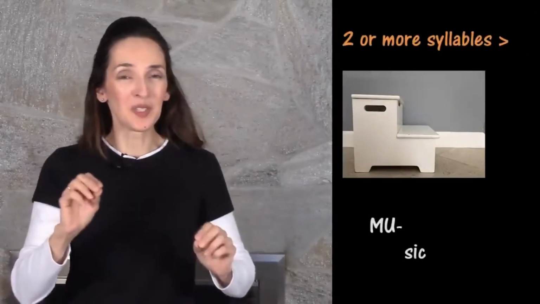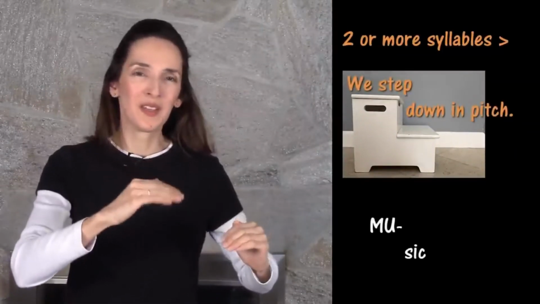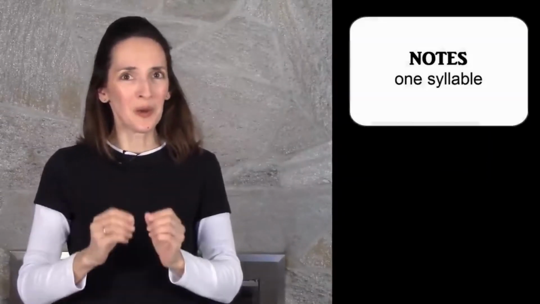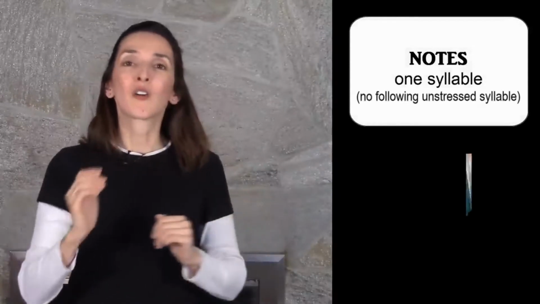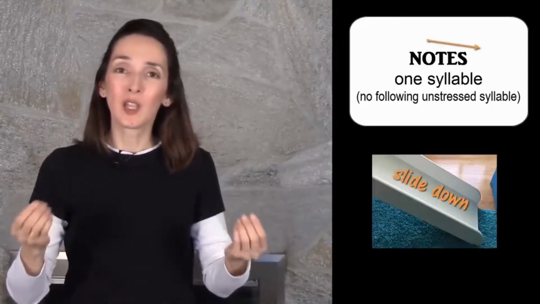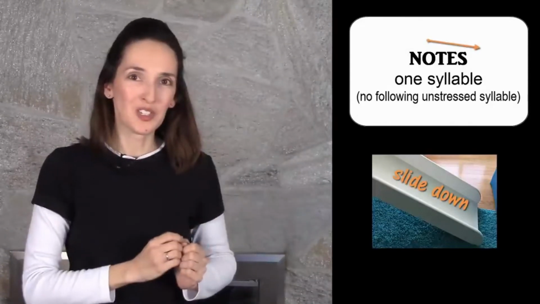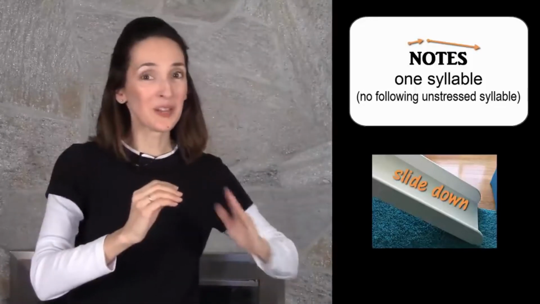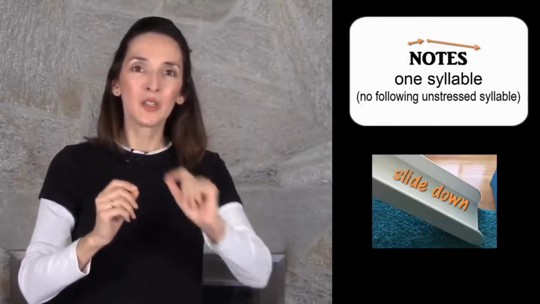When we have two or more syllables to work with, as in music, our voice can step down. It's a bit easier to change our pitch. But with a word like notes, there's only one syllable, so we can't step down. Our voice has to glide or slide downward. The syllable is long enough for us to change that pitch. But again, we have to go up a little first in order to slide or glide down. Notes.